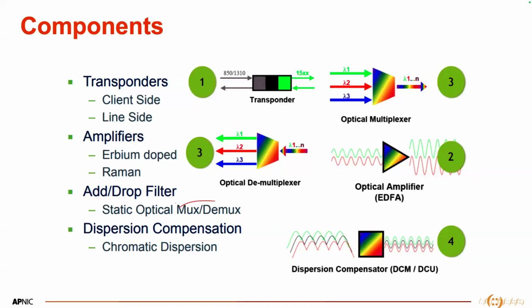Next, we have dispersion compensation module or DCM. Yes, Mr. Kamal, you want to say something? Sir, in a transponder, how many inputs can be provisioned in one transponder?